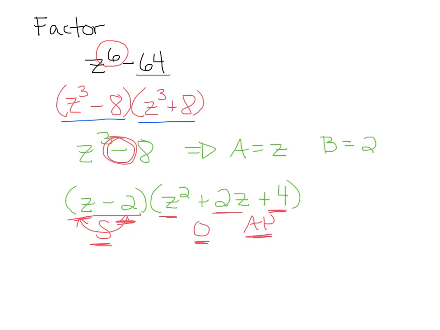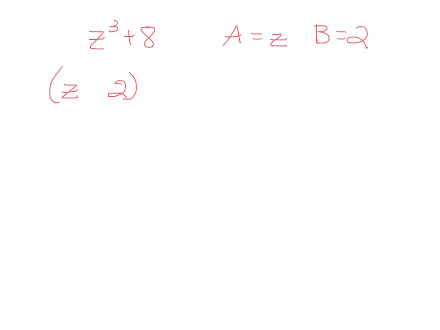Now let's use the sum of cubes and factor the second one. Again, a is going to be z and b is going to be 2. So using the formula, we know that the first set is going to be z and 2. And we can use SOAP to help us know what signs. S, always same. Since the original one is positive, this will be the same, positive.